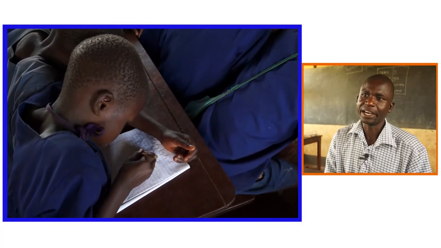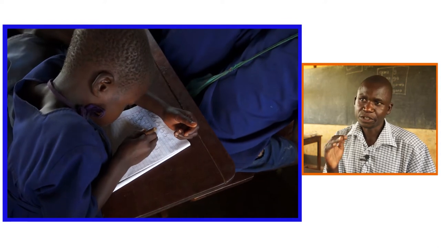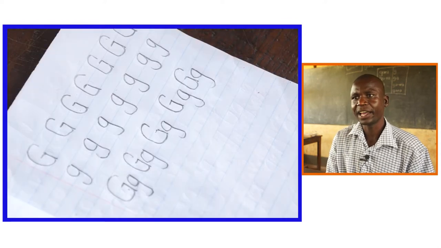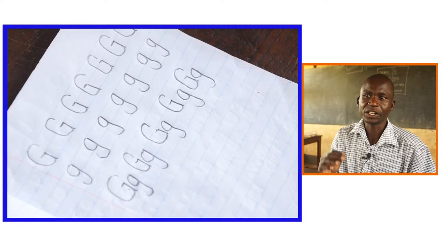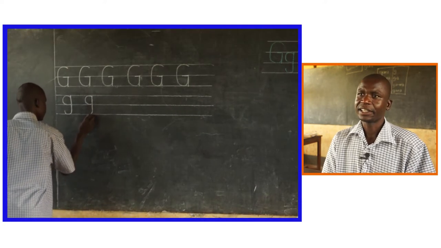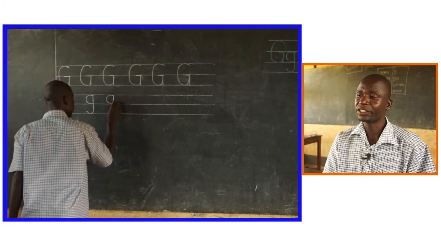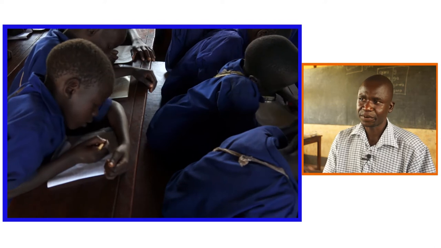And as such, we have introduced the use of four lines. But to me, the use of the four lines is still a problem to the learners. But slowly, slowly, we are showing them how to use the lines. What I'm doing these days, I always make sure that whatever I'm writing on the chalkboard, I write using the four lines, the four guidelines.